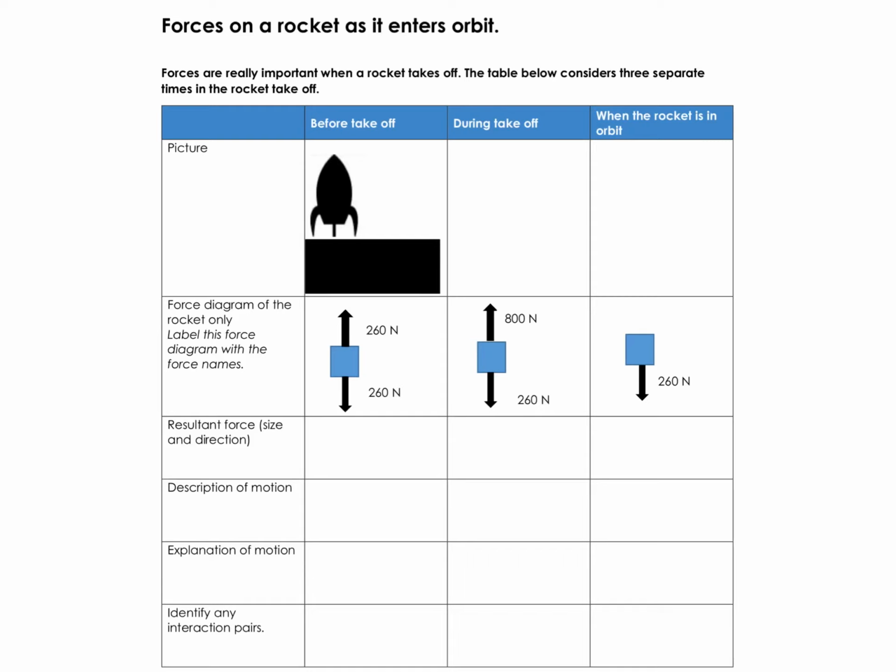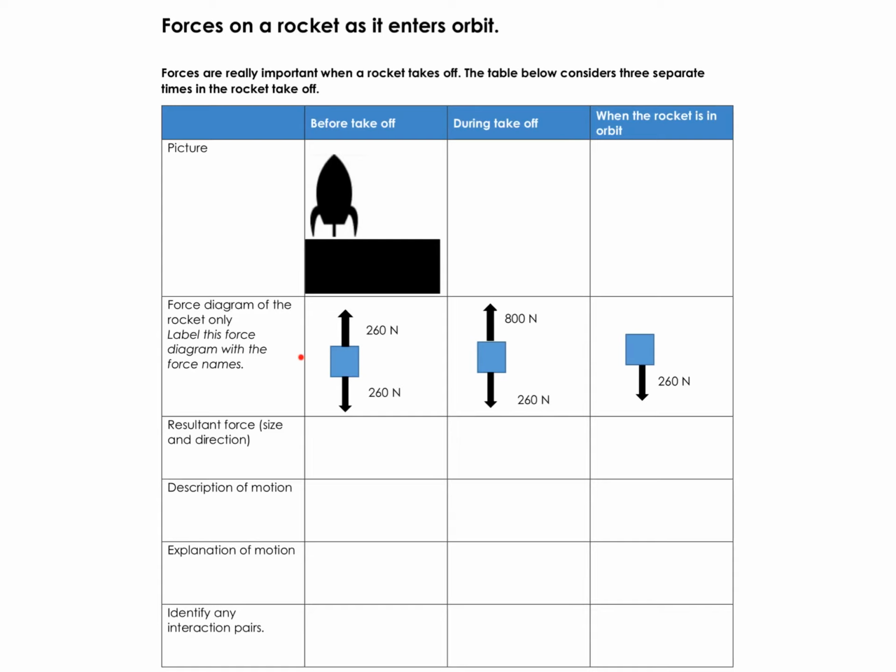Okay, so the next row down is all about force diagrams, so free body diagrams that represent the rocket only. In each of these cases, the blue square represents the rocket, and the black arrows represent the forces that are acting on the rocket, this time before takeoff, this one during takeoff, and this one when the rocket is in orbit. So you can see before takeoff, there is a force acting down and there is a force acting up, and these forces are both 260 newtons.